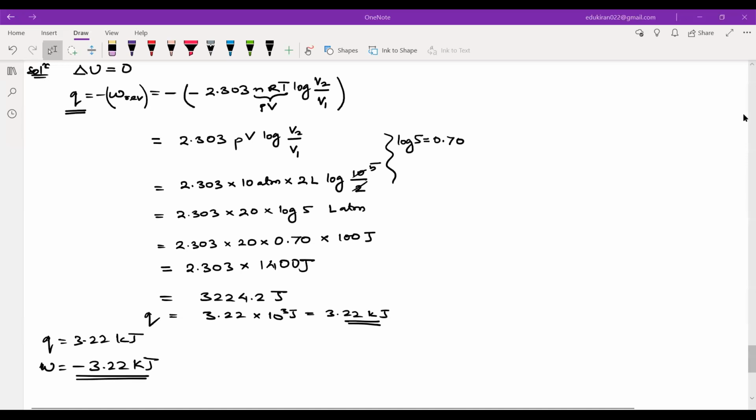Because the initial volume is given to us, if the final volume was given, you can also take both. If you are taking the pressure as the initial pressure, then you have to take the initial volume. Okay, so I hope you understand.